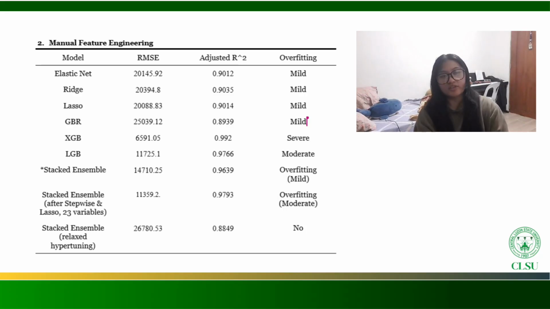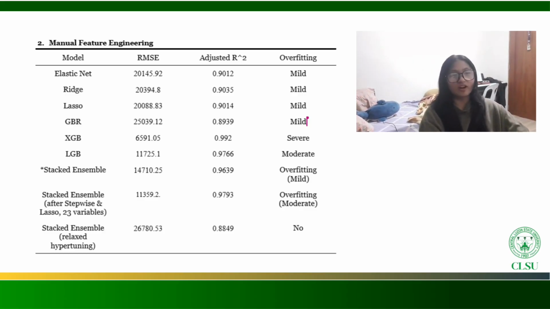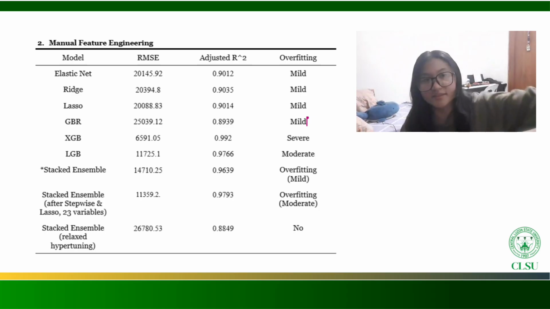Reducing predictors via stepwise regression using the BIC criterion and lasso increased the adjusted R-squared to 0.9793, but did not eliminate overfitting. Further tuning, including fewer trees and more flexible parameters, produced a model with RMSE 26,780.53 and an adjusted R-squared of 0.8849, showing no overfitting but lower predictive performance.